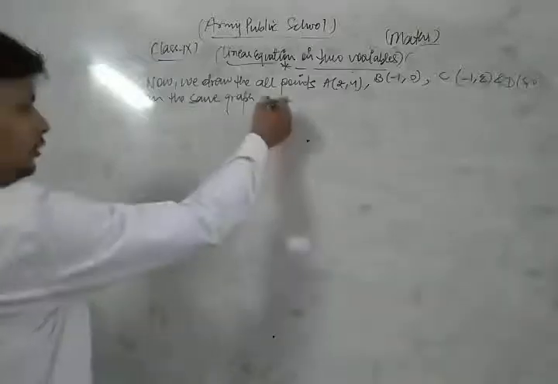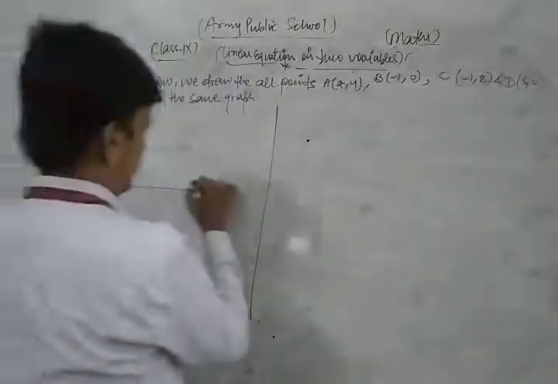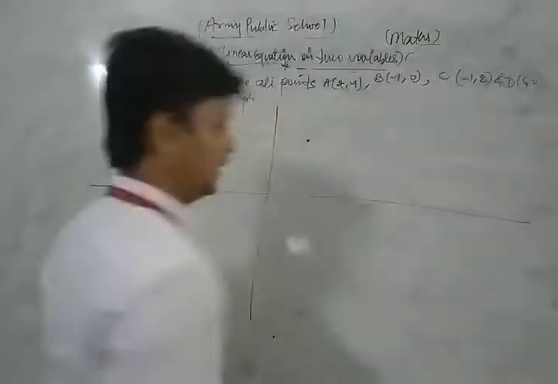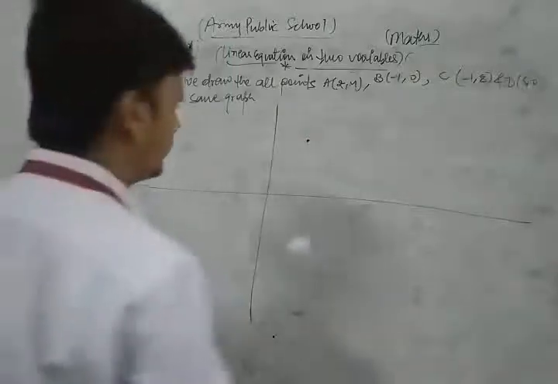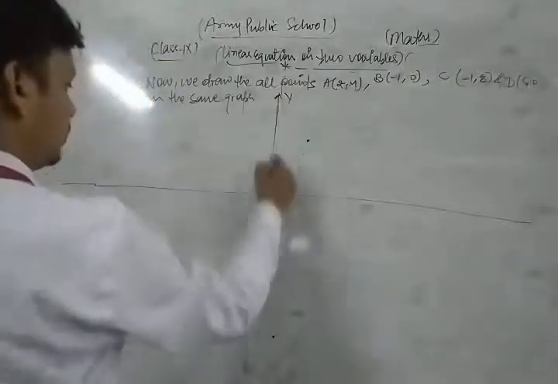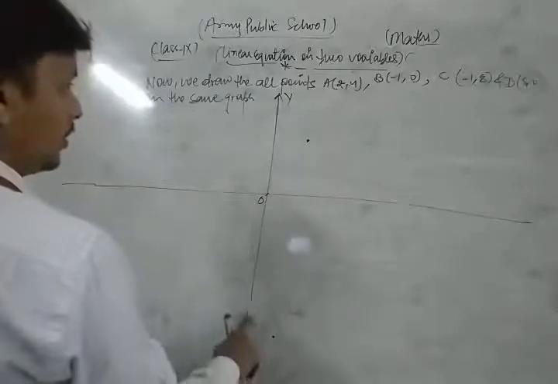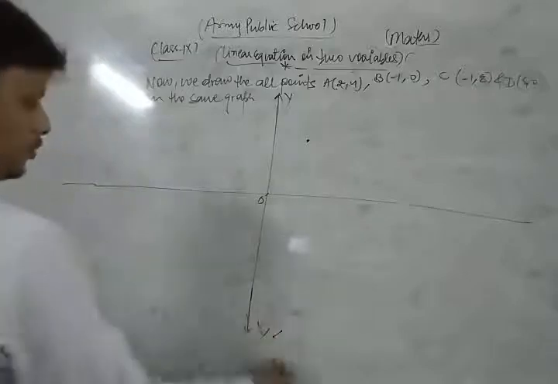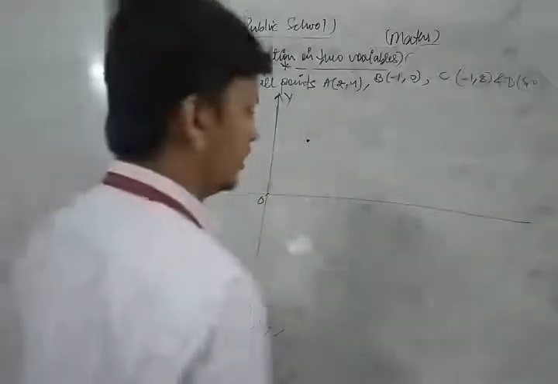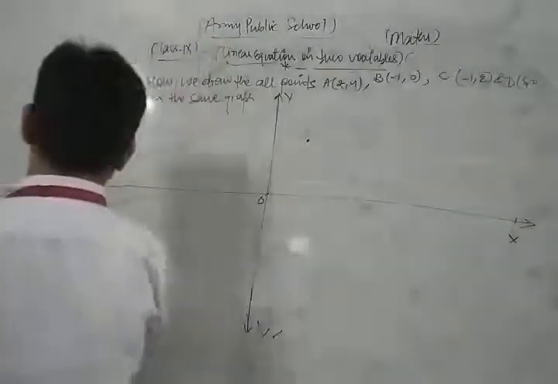So for drawing the graph, first of all, we draw two mutually perpendicular lines as the x and y axis. Okay, this is Y, this is the point of intersection of both the axes. Y'OY and X'OX.